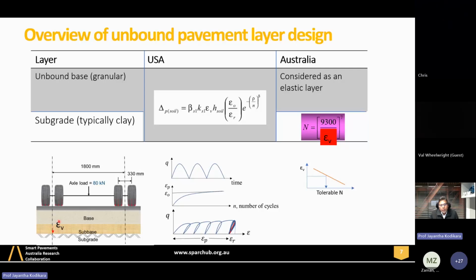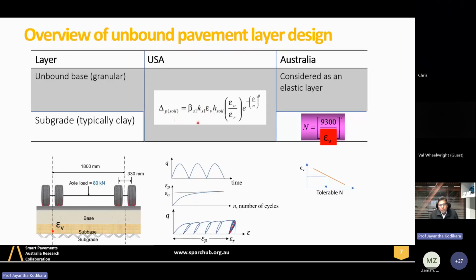So how do we do that? We compute the elastic vertical strain by using a standard axle or axle configuration on the assumed pavement, and then use the elastic analysis under the axle load to compute the vertical elastic strain, epsilon V. So epsilon V is here in the equation.